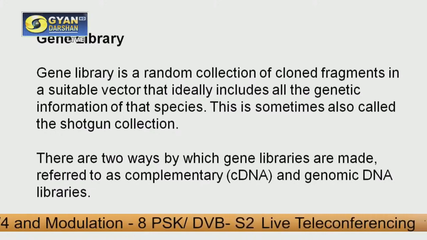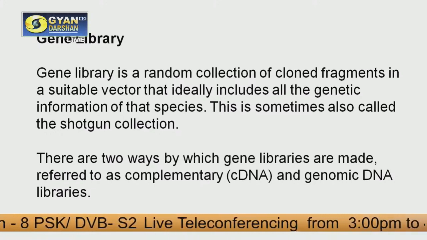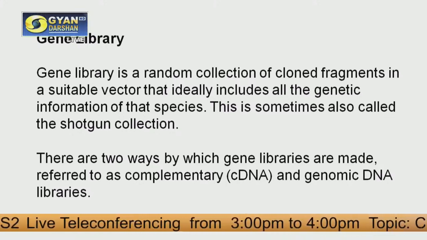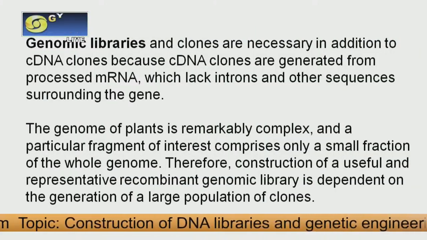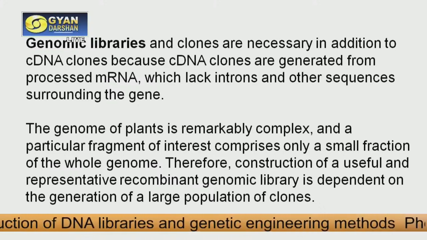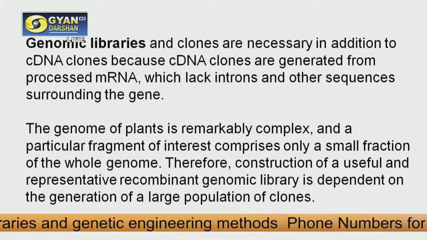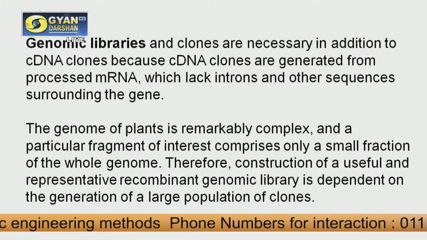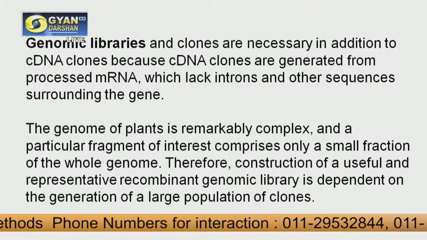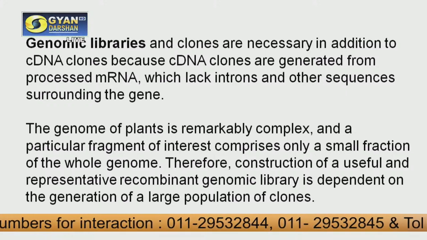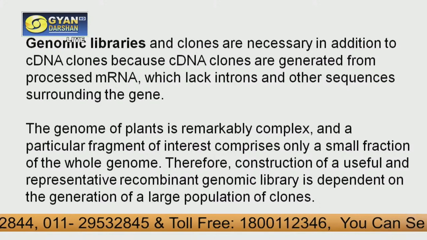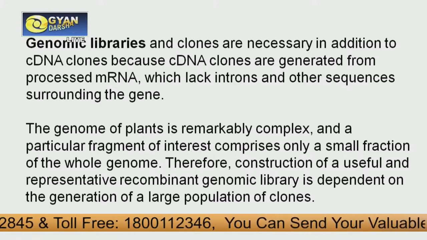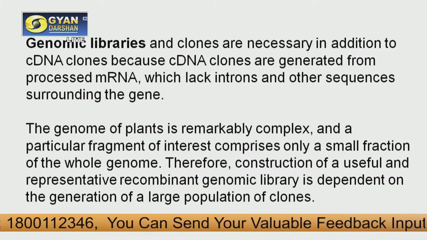There are two ways by which gene libraries are made, referred to as complementary cDNA and genomic DNA libraries. Genomic libraries and clones are necessary in addition to cDNA clones because cDNA are generated from processed mRNA which lack introns and other sequences surrounding the gene. As I said, the cDNA only represent the exonic sequences, that is the expressed sequences, whereas the genomic sequences represent both, the exons as well as the introns. So there is a basic difference between the two.